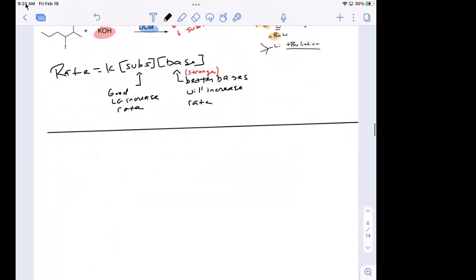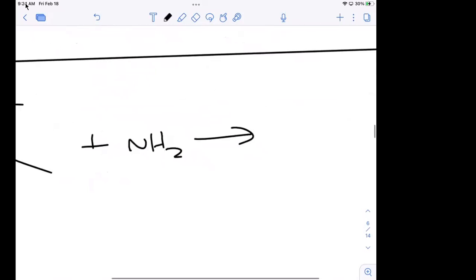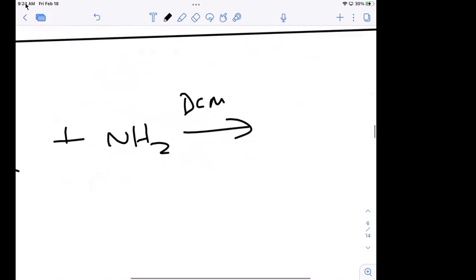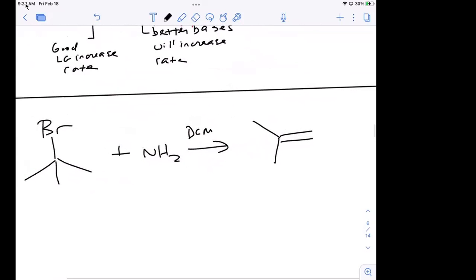So I'm going to take this example plus NH2, and let me just put the product in. This is in dichloromethane, right? And it's going to give me this as a product, and then we're going to talk about how. Remember, elimination always results in the formation of a pi bond, right?